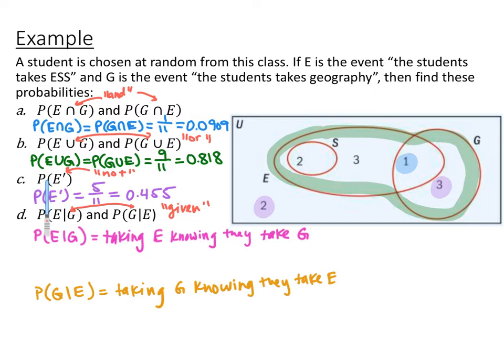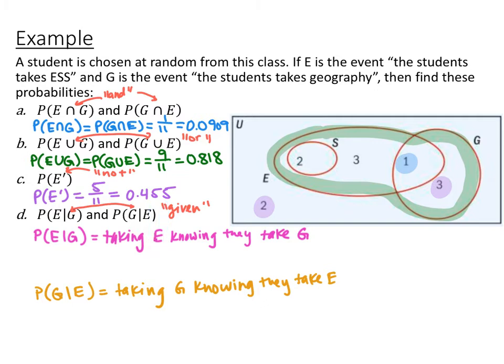The next one says the probability of E complement, which means everybody who's not in E. So everybody who is basically not in this big circle right here. So the only people who are not in E would be these 3 who are only taking geography and these 2 who are not taking anything. So it's going to be 5 out of 11, or 0.455.